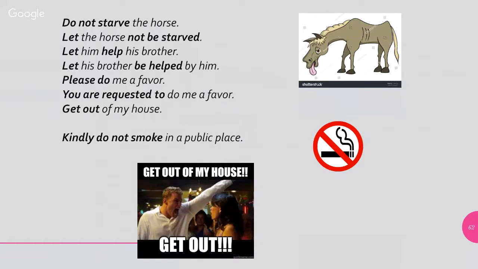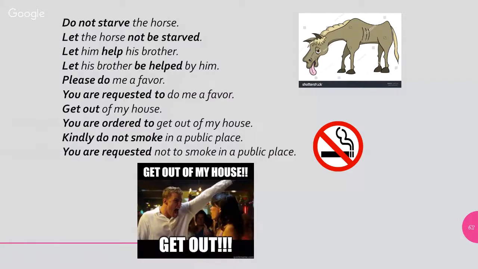Please do me a favor. You are requested to do me a favor. Get out of my house. You are ordered to get out of my house. Kindly do not smoke in a public place. You are requested not to smoke in a public place.